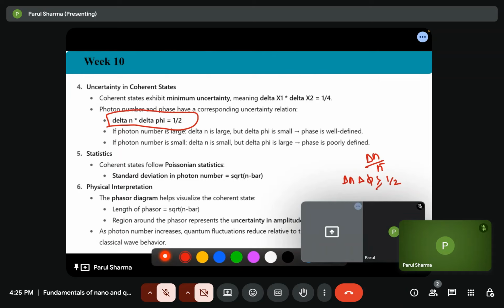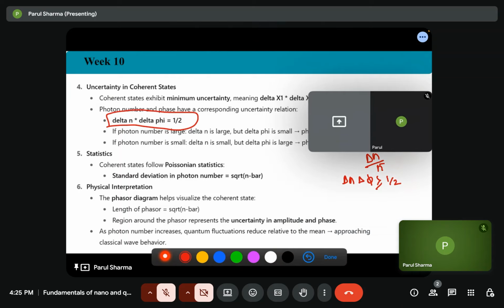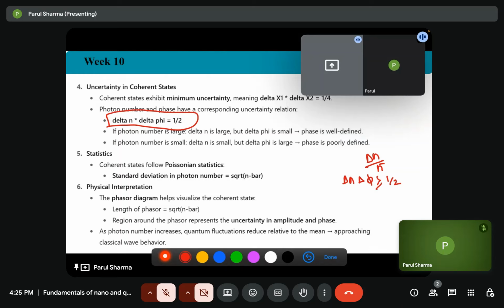The region around the phasor represents the uncertainty in the amplitude and phase. So as the photon number increases, quantum fluctuations reduce relative to the mean, approaching classical wave behavior.